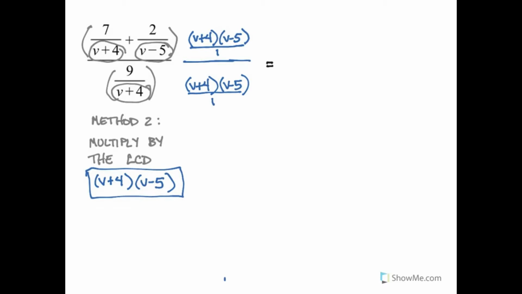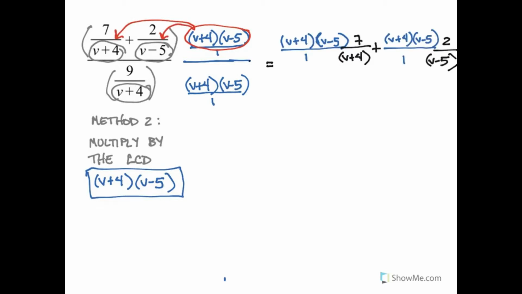I'm just simplifying. So I start out by distributing this common denominator to each of the two terms in the numerator. That's so much writing, it's hard to fit on the page. But we see then that we can cancel the v plus 4's for the first term, and we can cancel the v minus 5's for the second term. And so we're just left with 7 times v minus 5.